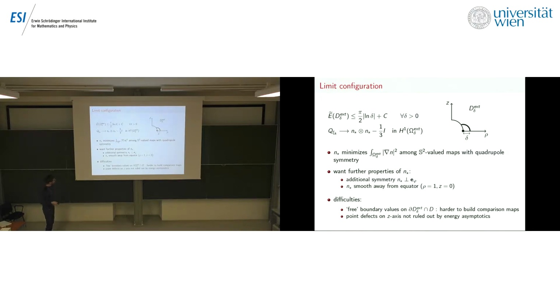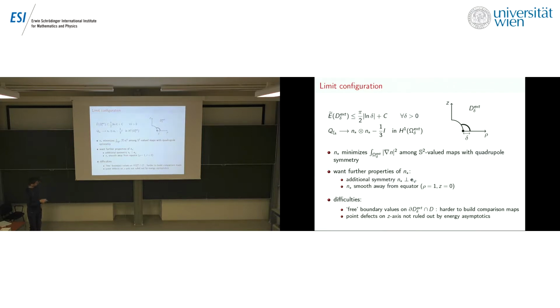And why is it difficult? Well, first of all, how do you usually do that kind of stuff? You use comparison maps to compare energy, right? But here, n star doesn't have explicit boundary conditions. You just know it's the limit of something, right? So in some sense, the boundary values of n star are constrained in some way because you have this bound, but they are not explicit. So this is always going to be a problem when you want to build comparison maps.